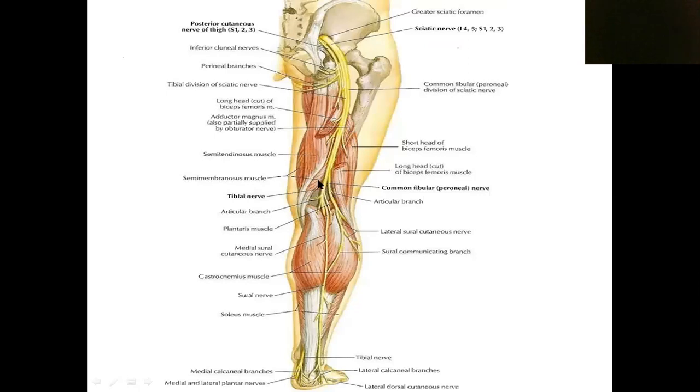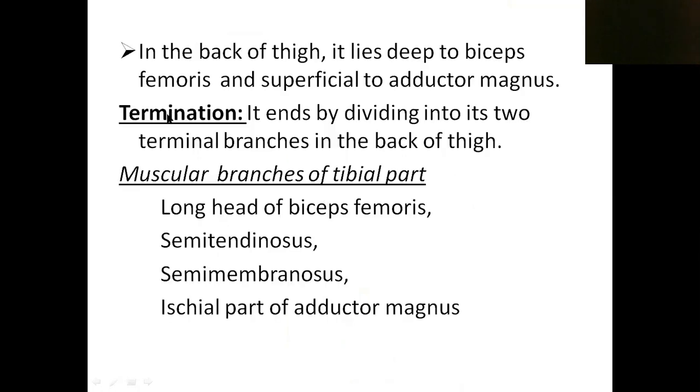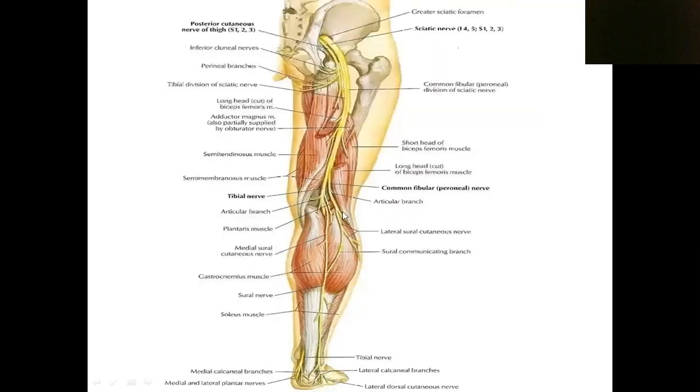Now this fossa is the popliteal fossa. So here in the thigh, it runs downward. There it is related to these two muscles, adductor magnus and the biceps femoris muscle, and reaches the popliteal fossa. Towards the popliteal fossa, it divides into two terminal branches. What are the two terminal branches? Tibial and common peroneal nerve. See, this is the tibial nerve, and this one is the common peroneal nerve.